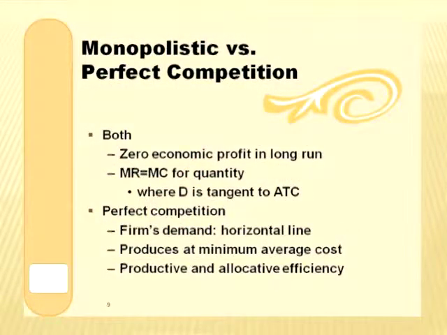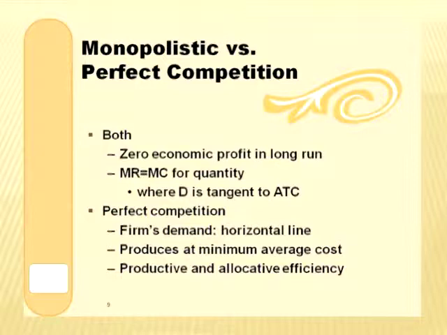So how does this compare to perfect competition? In both cases, in the long run, we had zero economic profit. In both cases, we see that at the point where marginal revenue equals marginal cost, the demand curve is tangent to the average total cost curve. What's different, however, is that in perfect competition, that demand curve is a horizontal line.